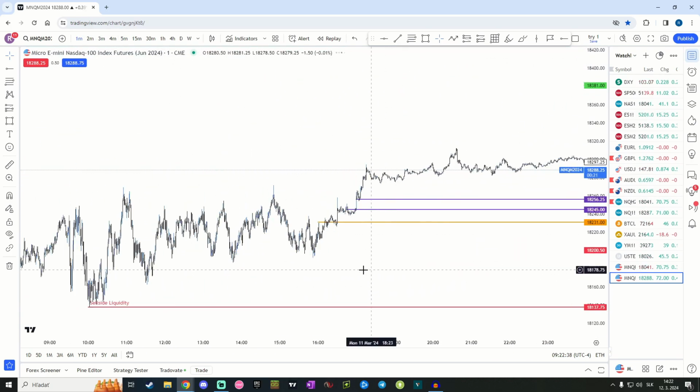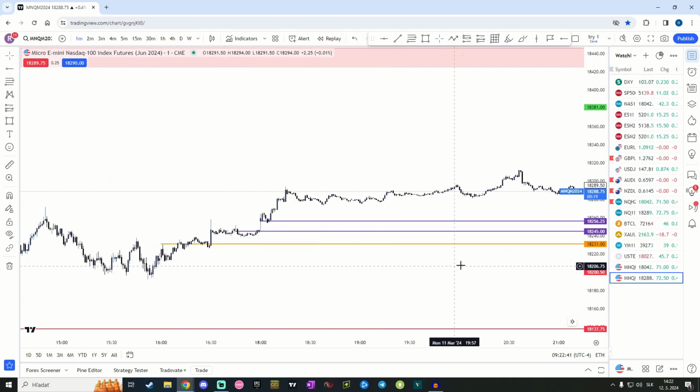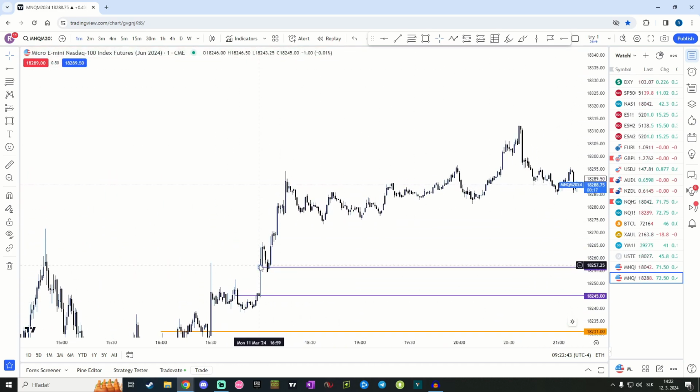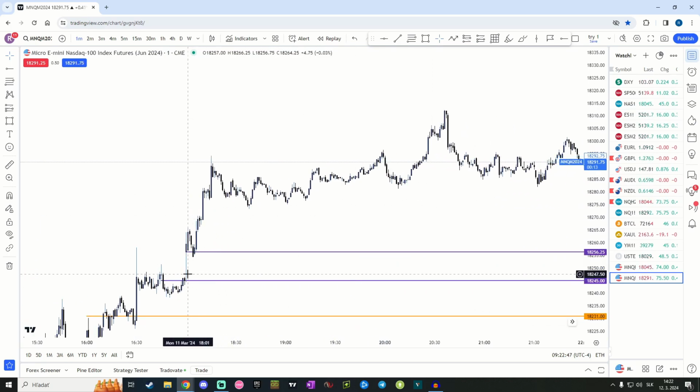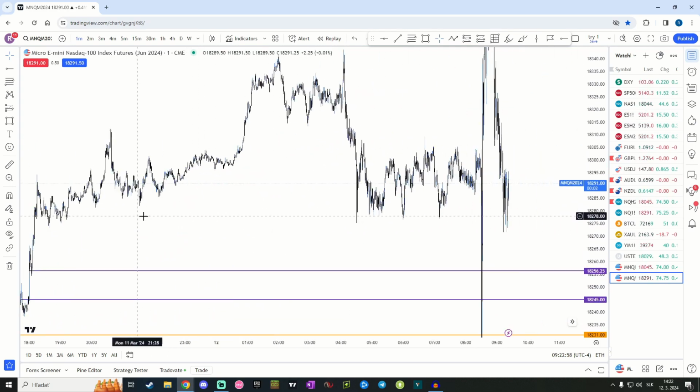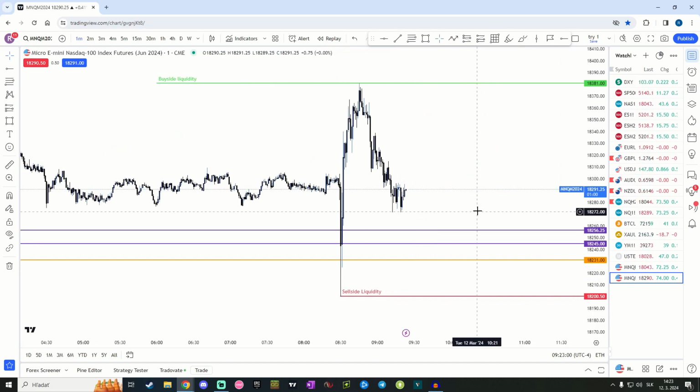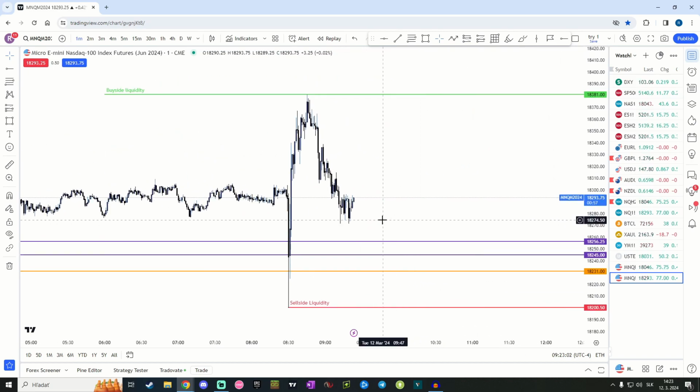And on the 1 minute, once it was created, we wicked down and then we traded higher. But this is the new day opening gap. Basically, we closed at 16:59 on Monday, and then at 6 p.m. we opened up and created this new day opening gap. So it might be an important level for today.